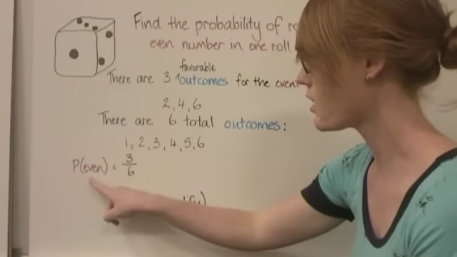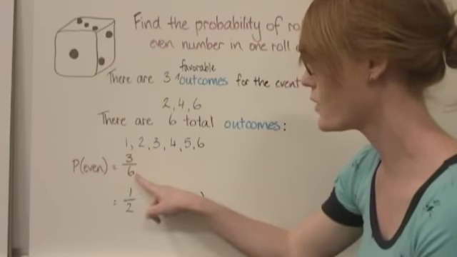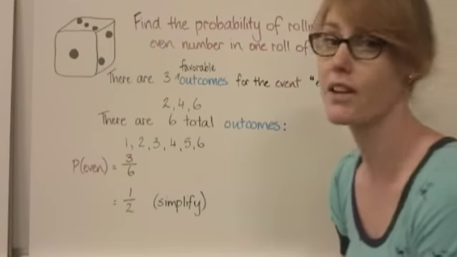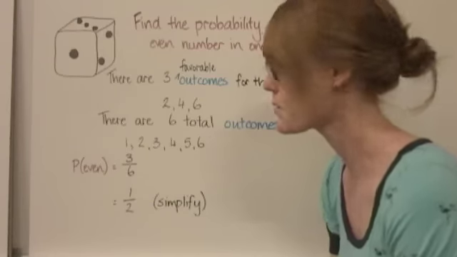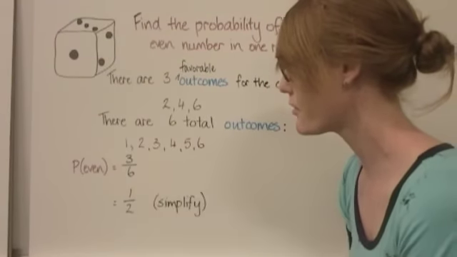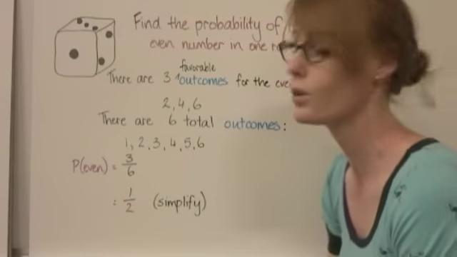So the probability of even is 3 over 6, 3 being the number of favorable outcomes, and 6 being the total number of outcomes. And we can simplify this to 1 over 2, or 1/2.